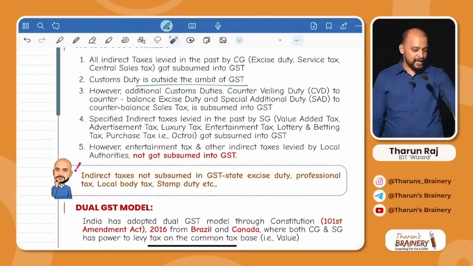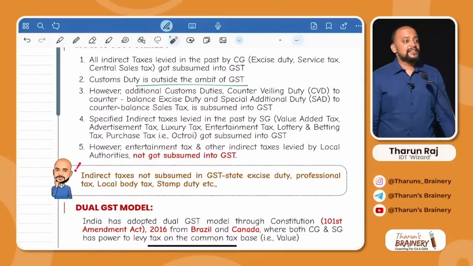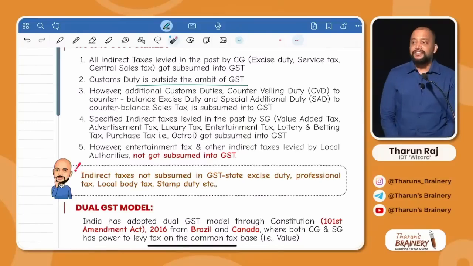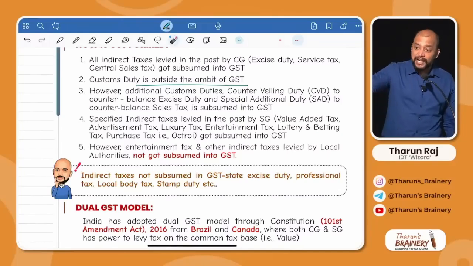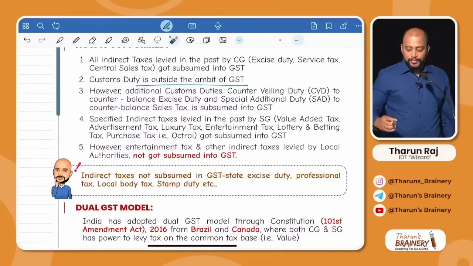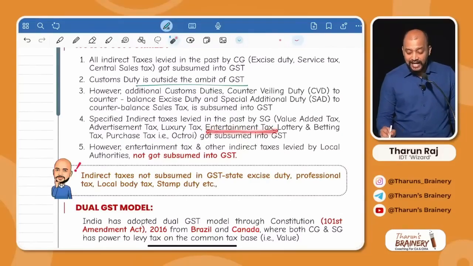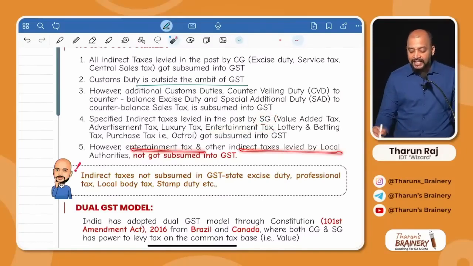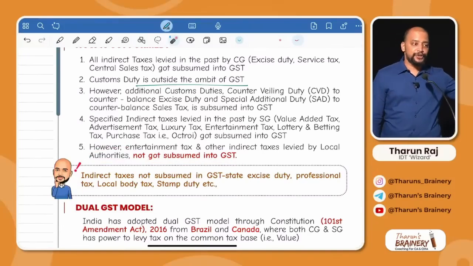That's why even today, when you go to cinema theaters, you will see entertainment tax. But this entertainment tax is not levied by the central government or state government, but by the local authority. If you observe, entertainment tax is already subsumed into GST in point number 4, correct? But this is which entertainment tax? Levied by state government. But entertainment tax and other indirect taxes levied by local authority are not subsumed into GST.